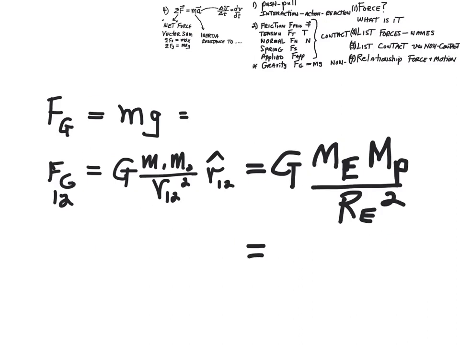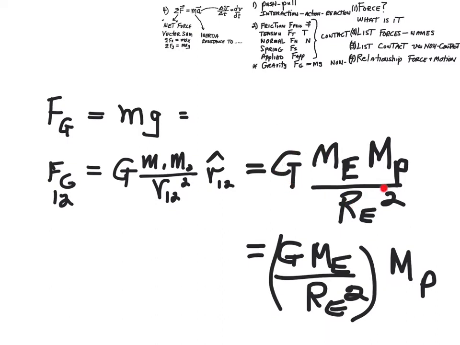So watch what happens. Here's G, the gravitational constant. We didn't talk about that. There's the mass of the Earth, there's the mass of the person, and there's the distance between the two, the radius of the Earth. So this is replacing, in other words, rather than using mg, we're going to use the universal law of gravitation to find out what the force is on a person standing on the Earth.